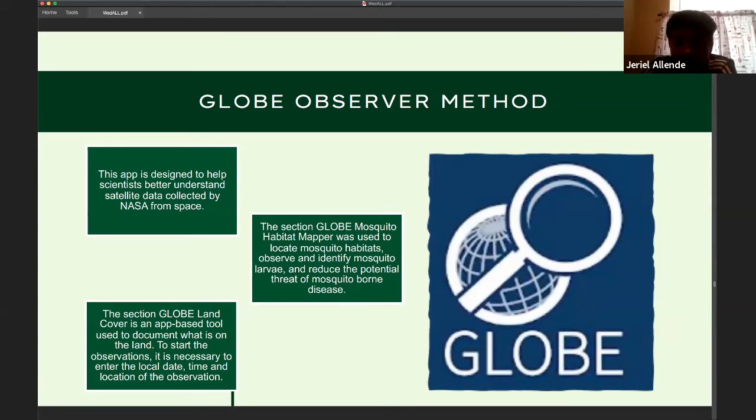And the Globe Observer method. So we used the Globe Mosquito Habitat Mapper to locate mosquito habitats, observe and identify mosquito larvae, and reduce the potential threat of mosquito-borne disease. And this section, Globe Land Cover, is an app-based tool used to document what is on the land. To start the observation, it is necessary to enter the local date, time, and location of the observation.